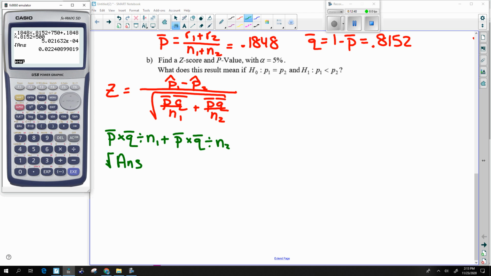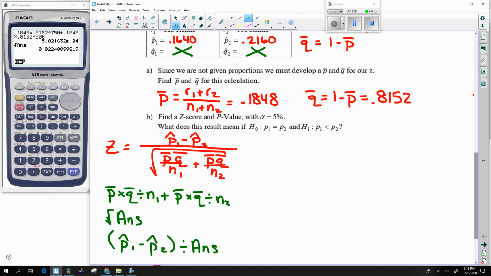Now I need to take this numerator divided by the denominator. However, division doesn't work well with subtraction, so I need to make sure I have my p hat 1 minus p hat 2 in their own unique parentheses, and then I can go ahead and divide by the denominator that I just established. This is a z, and so this is negative 2.32.